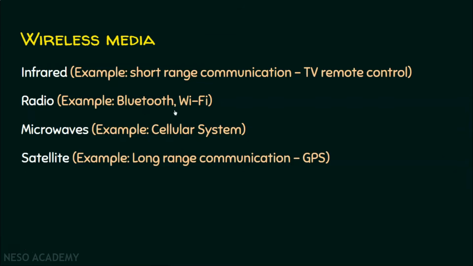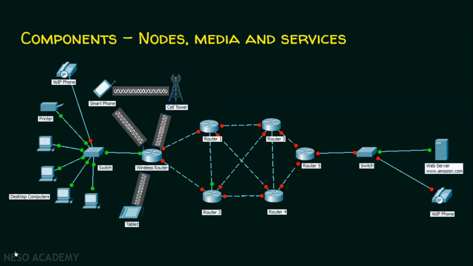Bluetooth and Wi-Fi uses radio waves. The next one is the microwaves. Example, cellular system. Our cell phone technology uses microwaves. Microwaves are used for long distance communication when compared to radio waves or infrared waves. And finally, the satellite communication. And this is ultimately the long distance communication. Our GPS enabled cell phone gives signal to the satellite and the location of this device is identified with the help of this signal.